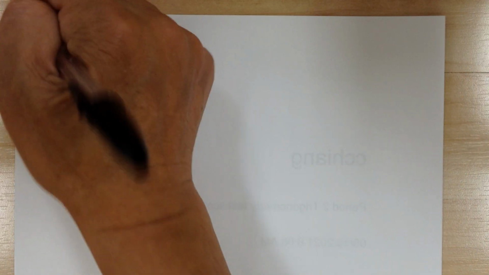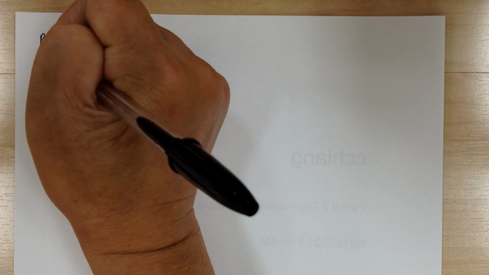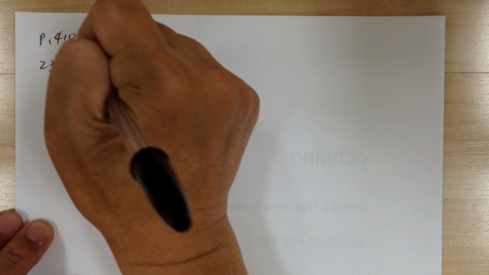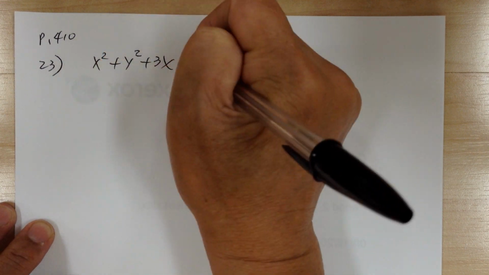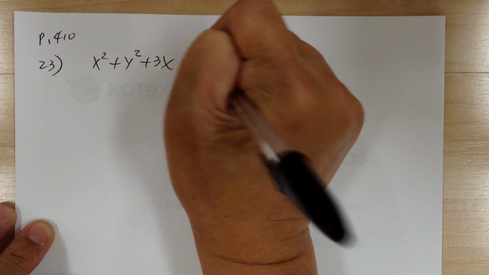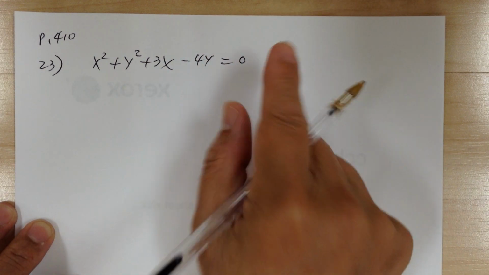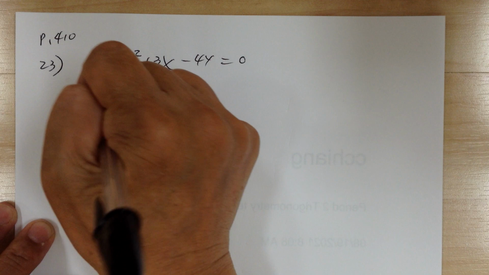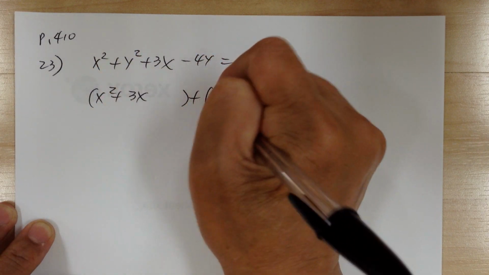Okay, let's go to the next one. You have x squared plus y squared plus 3x minus 4y equal to 0. So that's no number, so that's nice. Let's go and group our variables together.